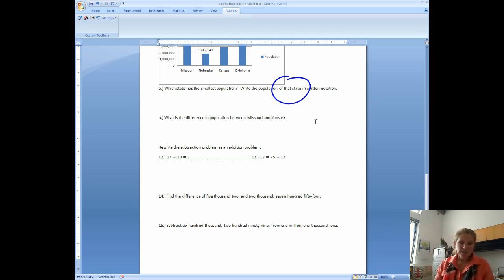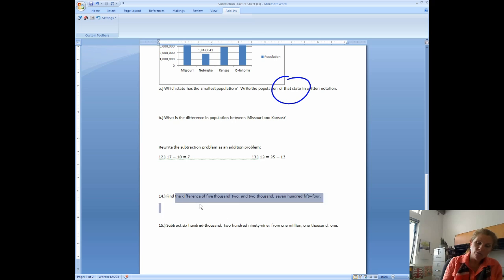Anyway, when you say find the difference of 5,002 and 2,754, the word difference requires that you then put the first number first. The first number they say is the minuend, and the second number is your subtrahend. But when you say subtract, then it's different.